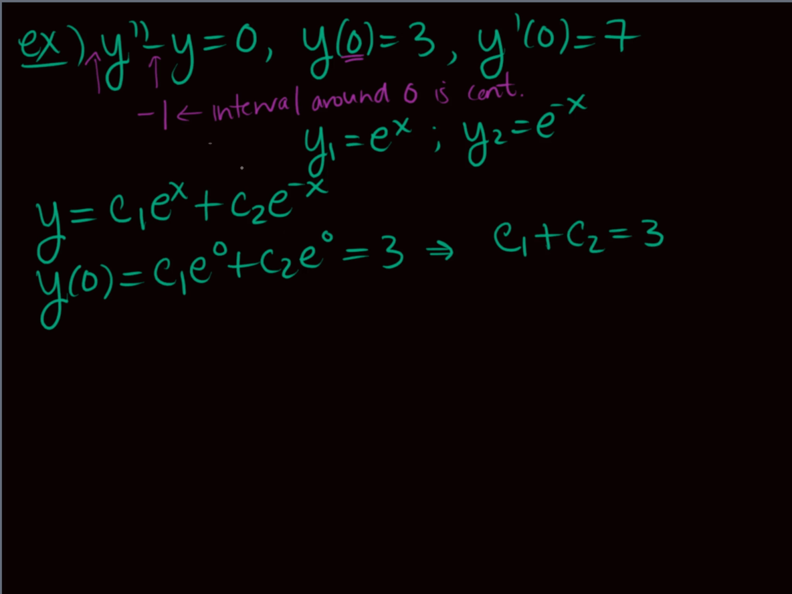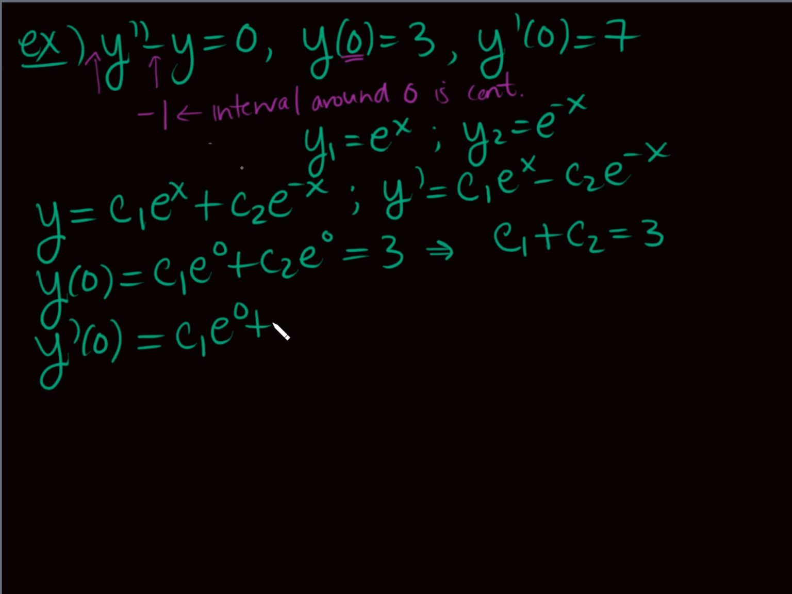So I also know y primed of 0 is 7, so I'm going to need y primed. So y primed here is c1 e to the x minus c2 e to the negative x. So I'm going to use that fact then, that the derivative, when I put in 0, that's a minus, c1 e to the 0 minus c2 e to the 0 equals 7. So that implies, because e to the 0 is 1, I get c1 minus c2 equals 7.